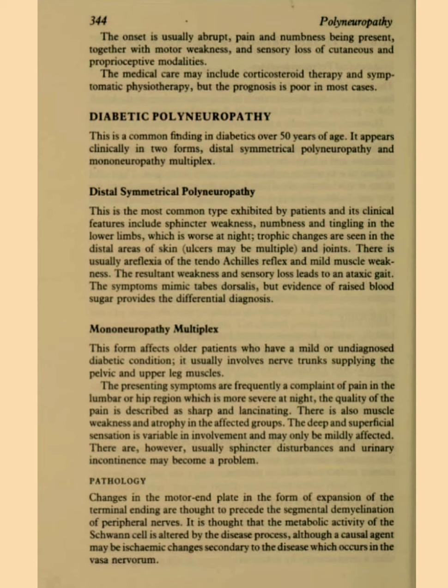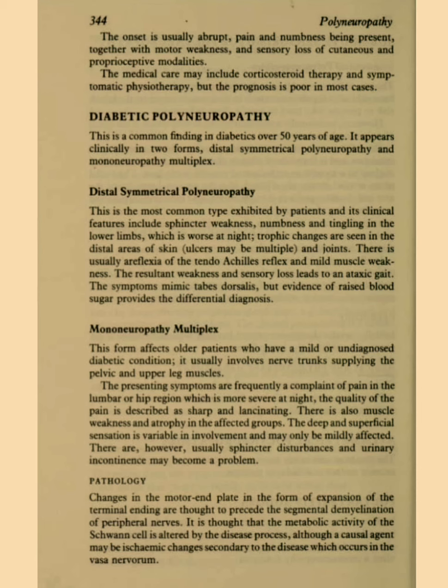and its clinical features include sphincter weakness, numbness and tingling in the lower limbs, which is worse at night. Trophic changes are seen in the distal areas of skin. Ulcers may be multiple and joints. There is usually areflexia of the tendo Achilles reflex and mild muscle weakness. The resultant weakness and sensory loss leads to an ataxic gait. The symptoms mimic tabes dorsalis, but evidence of raised blood sugar provides the differential diagnosis.